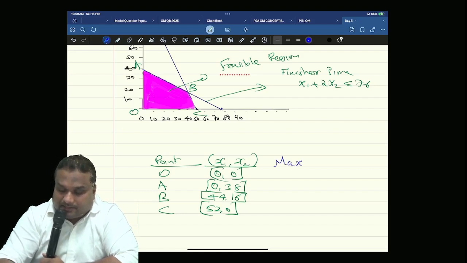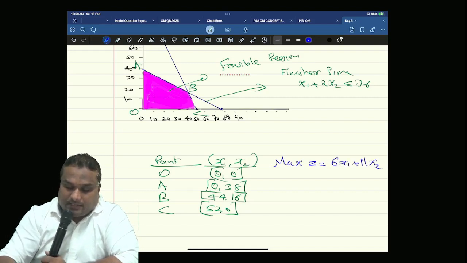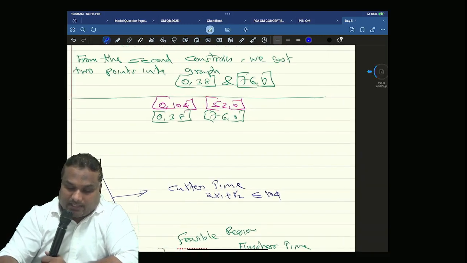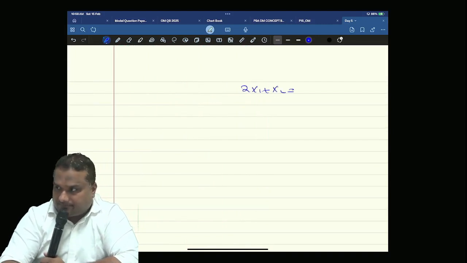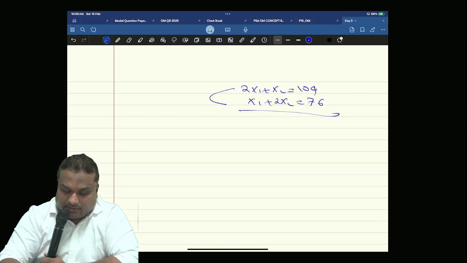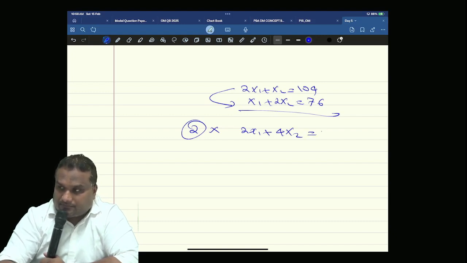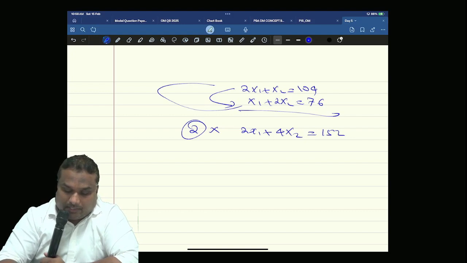Now, we need to maximize the profit, 6x1 plus 11x2. Before that, let me explain how to find that point. Our first equation is 2x1 plus x2 less than or equal to 104. Now put it equal to 104. The second is x1 plus 2x2 equal to 76. Now multiply the second equation by 2: 2x1 plus 4x2 equals 152. Now multiply the first equation by 1.